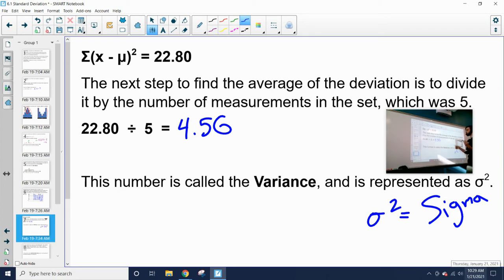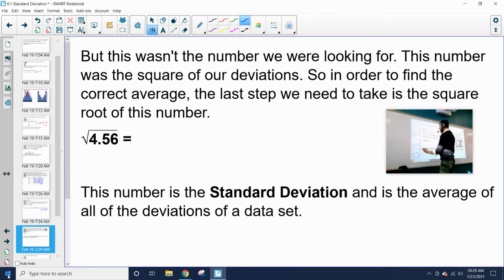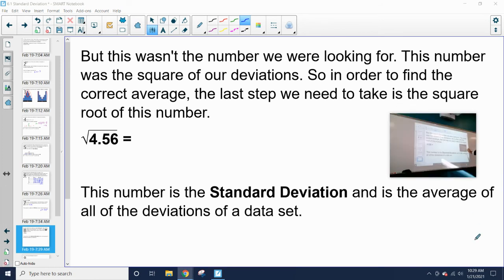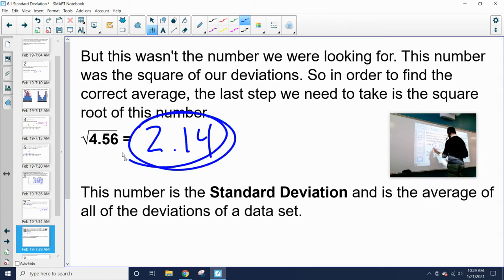Now the thing is, we don't want sigma squared. We want the standard deviation. So this isn't the number we're actually looking for. This is the square of the number that we're looking for. So it's the square of our deviation. So in order to find the correct average, the last step we need to take when finding the standard deviation is to square root this number. So we're going to square root 4.56, and that's going to give us 2.14. And this is our standard deviation.